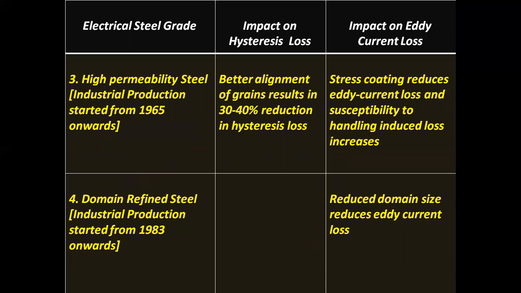Electrical steel grade of high permeability steel, industrial production started from 1965 onwards. Impact on hysteresis loss: better alignment of grains results in 30 to 40% reduction in hysteresis loss. At the same time, impact on eddy current loss: stress coating reduces eddy current loss, and susceptibility to handling induced loss increases.